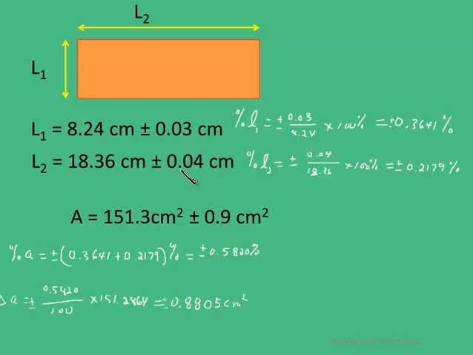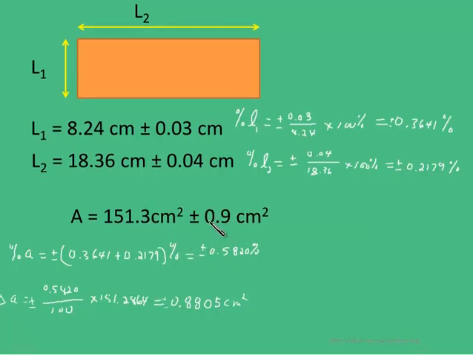Note 0.03 plus 0.04 does not give you 0.9, not by a long shot. We have to add these relative errors here, get the relative error here, then use this relative error to find the absolute error here. So it's going to be 0.582% of what it was before, 151.2864. That gives us 0.9. Actually, it gives us 0.8805, but this then is rounded off to 0.9.